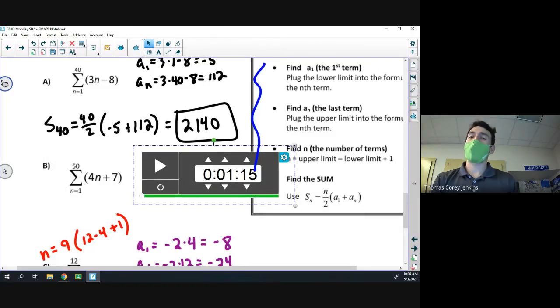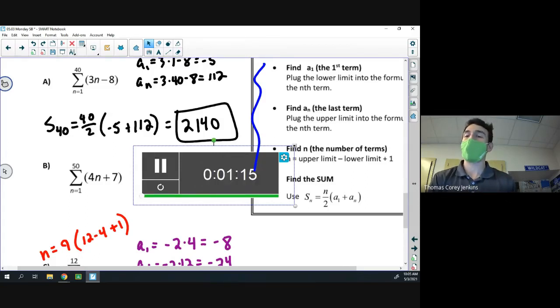So the summation of the first 50 terms of the series described by the rule 4n plus 7.